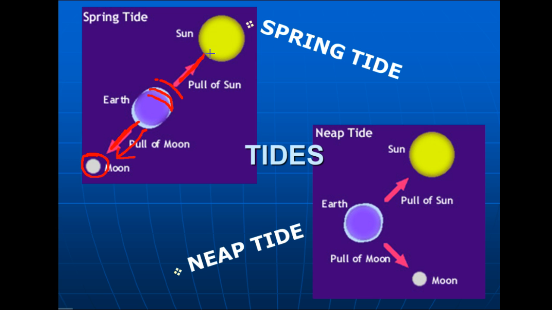Same thing with the sun. The sun does the same thing. It pulls this way on the water on this side and also pulls this way on the water on the other side, creating tides.